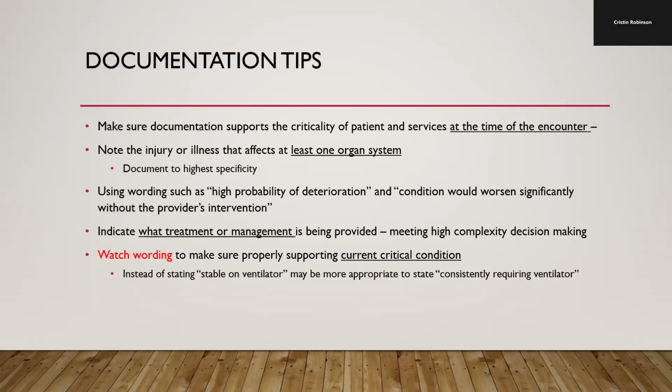We want to make sure that they are using documentation wording such as high probability of deterioration, or that the condition would worsen significantly without the provider's intervention. We need to make sure that they indicate what treatment or management is being provided that meets this high complexity decision making. We also want to make sure that they watch their wording when it states stable on ventilator. Maybe instead of saying that, we say consistently requiring ventilator.